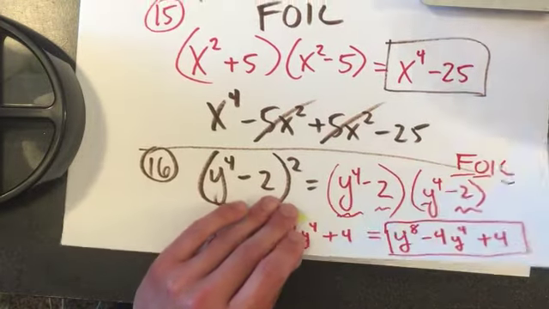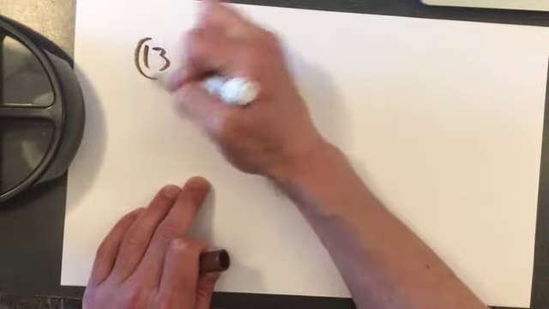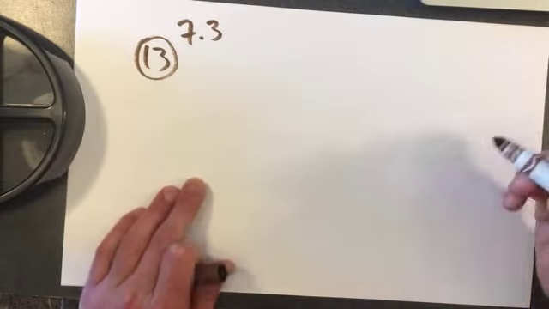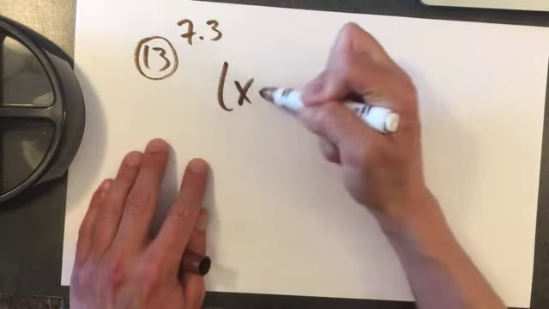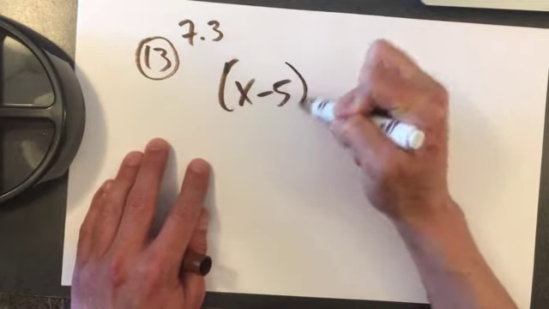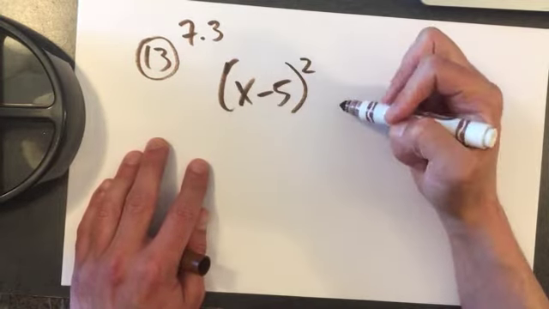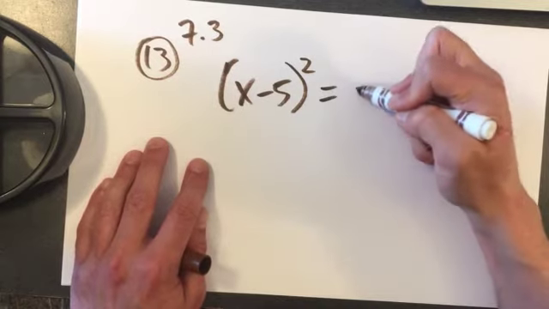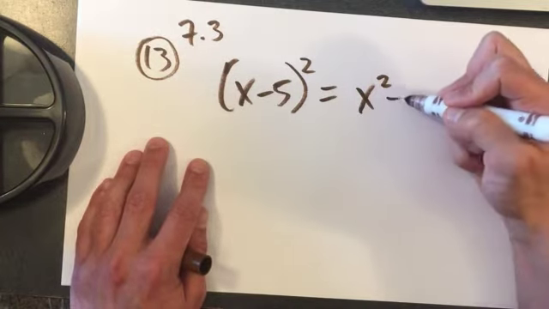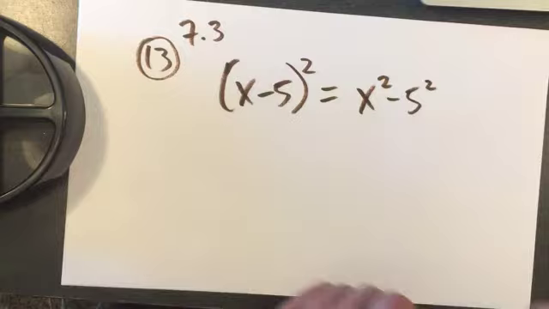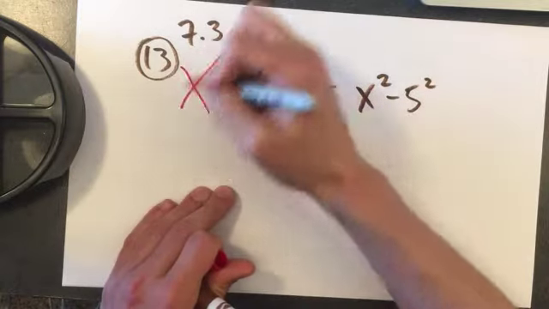But let's wrap up with just a little bit of error analysis. That's probably the best way to do it. So this is from number 13 of 7.3. And they said that x minus 5 squared equals x squared minus 5 squared. Only we know this is wrong. Why?